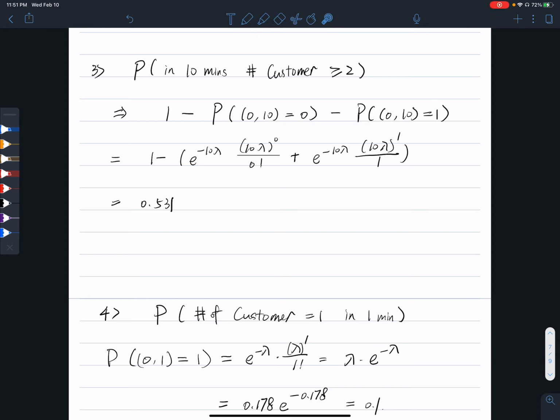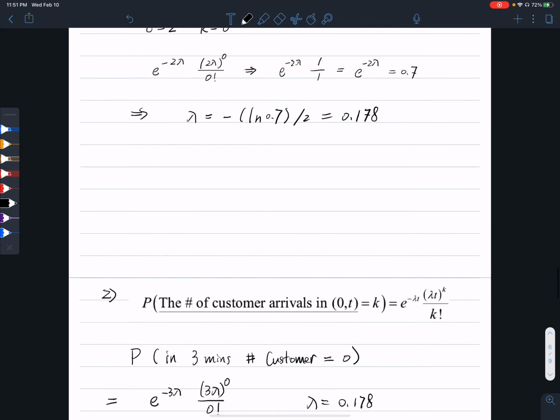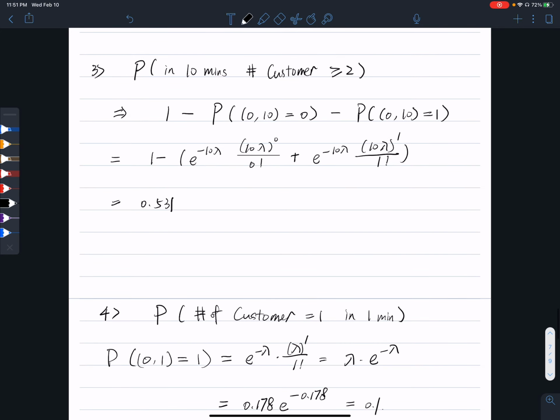So basically the first part is e to the power negative 10 lambda, and 10 lambda to the power 0 over 0 factorial, plus, since we add the parentheses, e to the power negative 10 lambda times 10 lambda to the power 1 over 1 factorial. And then we got the final value of 0.531.